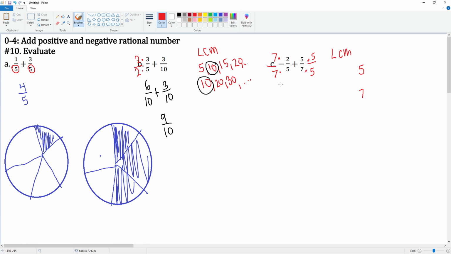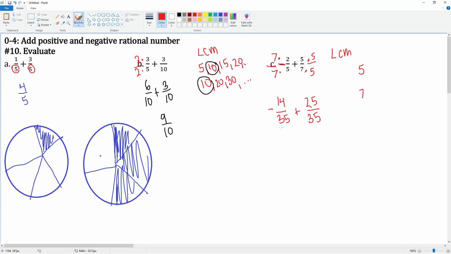Now we can evaluate it. 7 times 2 is 14, 7 times 5 is 35. Notice it was a negative number, so we still keep it as a negative number. Then the next fraction: 5 times 5 is 25, and the bottom number, 7 times 5, is 35. Notice that when we multiply the two denominators together, we get the LCM, which is 35.